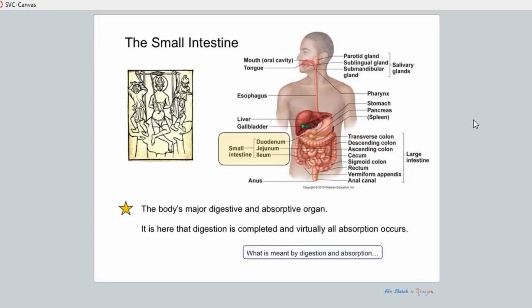Okay, but the small intestine though, what does the small intestine do? No big deal, but it just happens to be the body's major digestive and absorptive organ. So pretty much all digestion is going to be completed at the small intestine, breaking those nutrients down into small enough components where they can move into the blood. So not only is digestion going to be completed here for the most part, but virtually all absorption is going to occur at the small intestine. So taking all those nutrients in their smallest components and moving them into the bloodstream so they can get into the body.